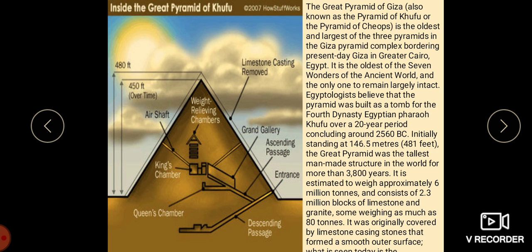Inside the pyramid, let me tell you, it is here. This is the entrance, this is the descending passage, and this is the ascending passage. Here we have the grand gallery, and this is the queen's chamber. If you come here, you have the king's chamber. Here is the air shaft, and here are the weight relieving chambers. The limestone casing was removed, and the height is this. It is 480 feet, and this is 450 feet.